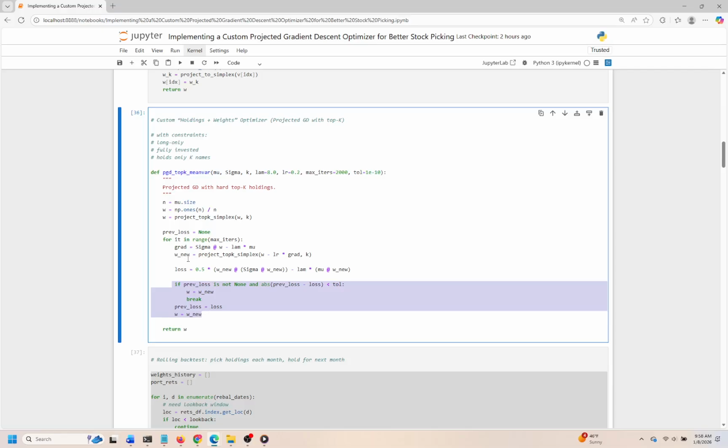If the change in loss function falls below that threshold, the algorithm halts, reflecting that further iterations are unlikely to yield significant improvements. This built-in check helps to conserve computational resources and time, making the optimization process more efficient.